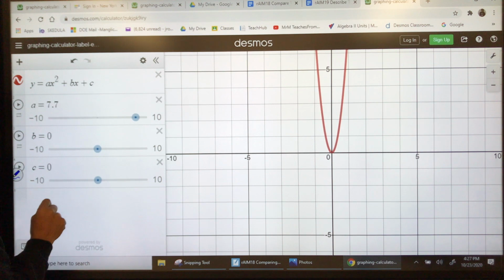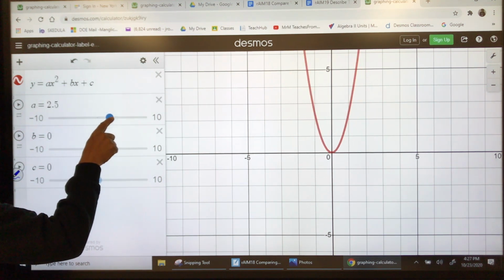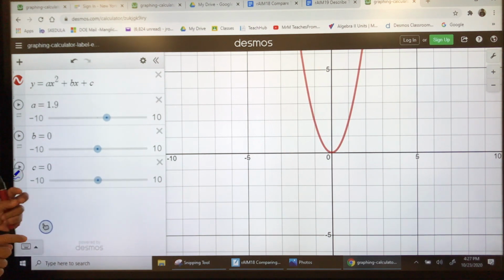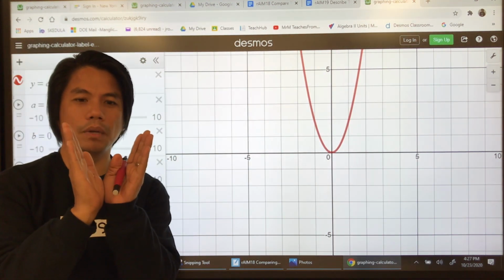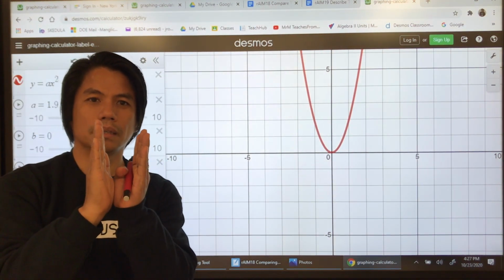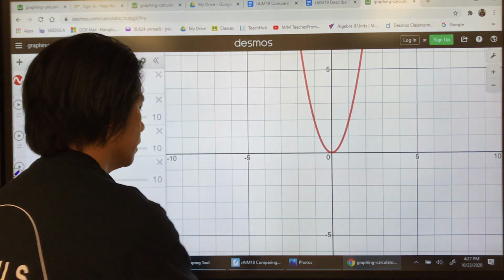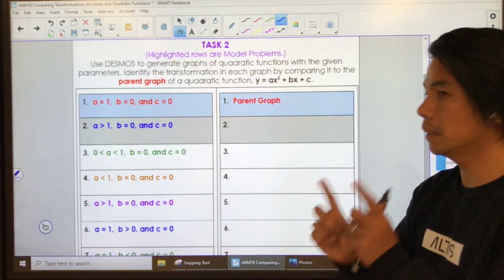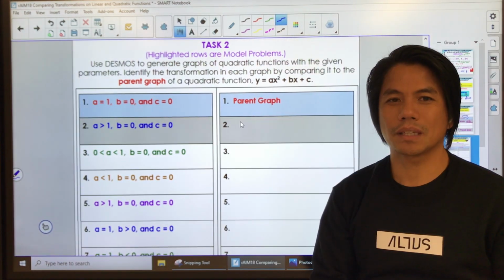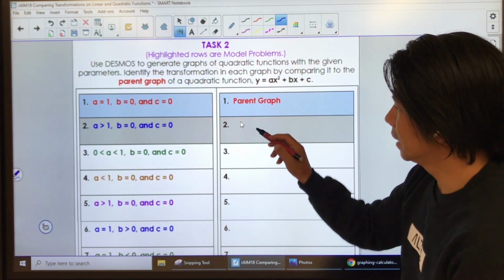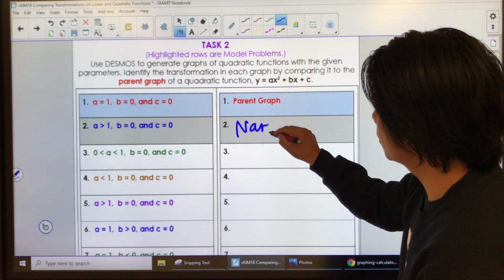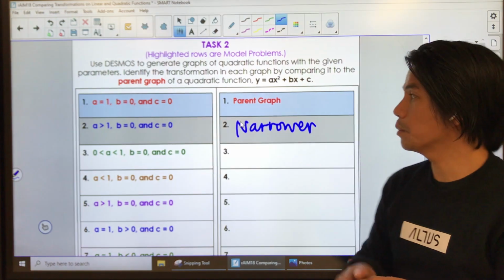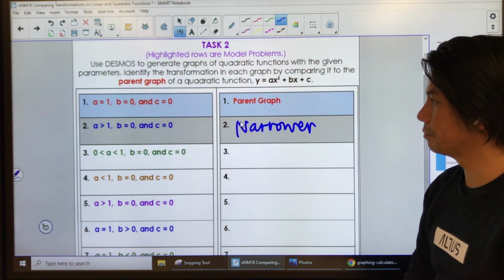What do you notice? Let's do it one more time. Right. Did you notice that the graph or the parabola is getting narrower? Right? But it's still, the direction is still going up. So what kind of transformation? It's narrower compared to the parent graph.